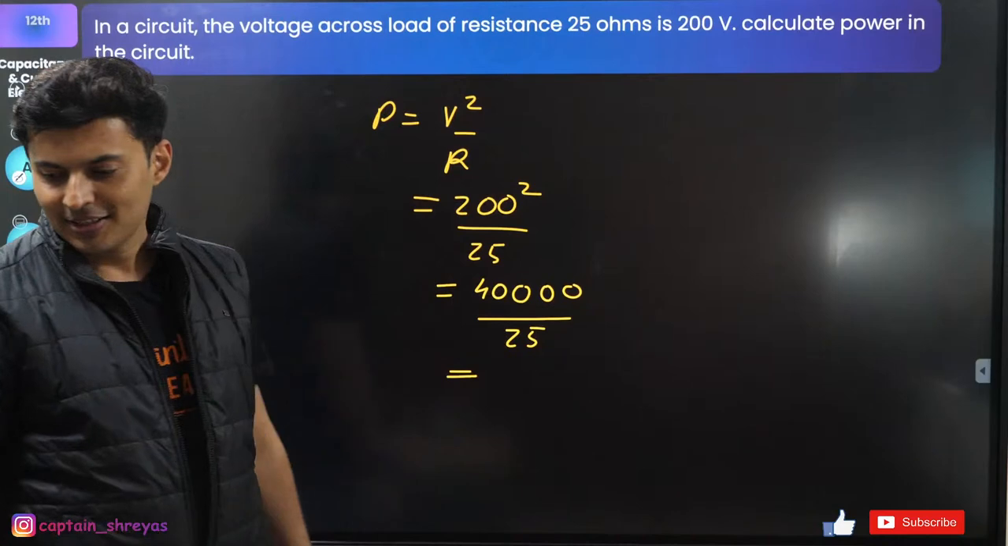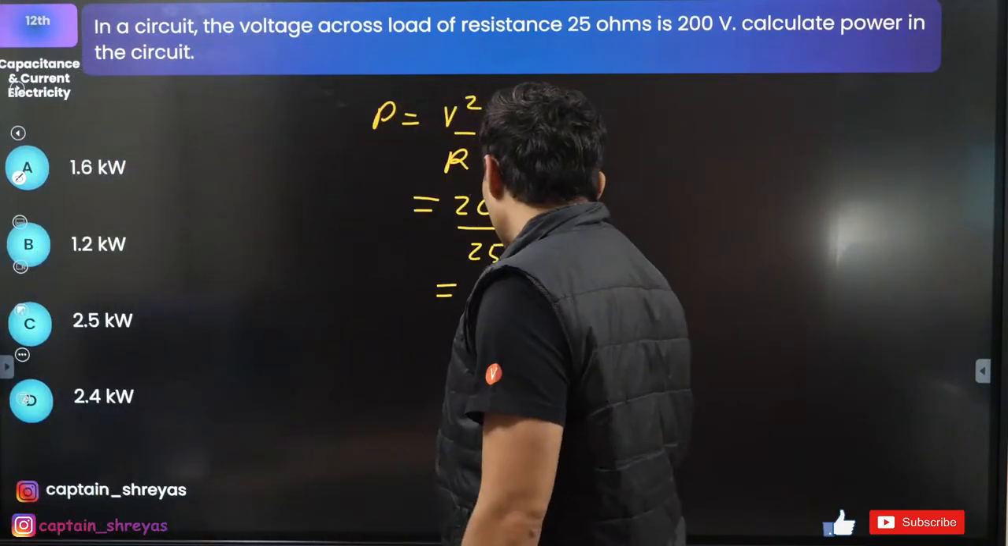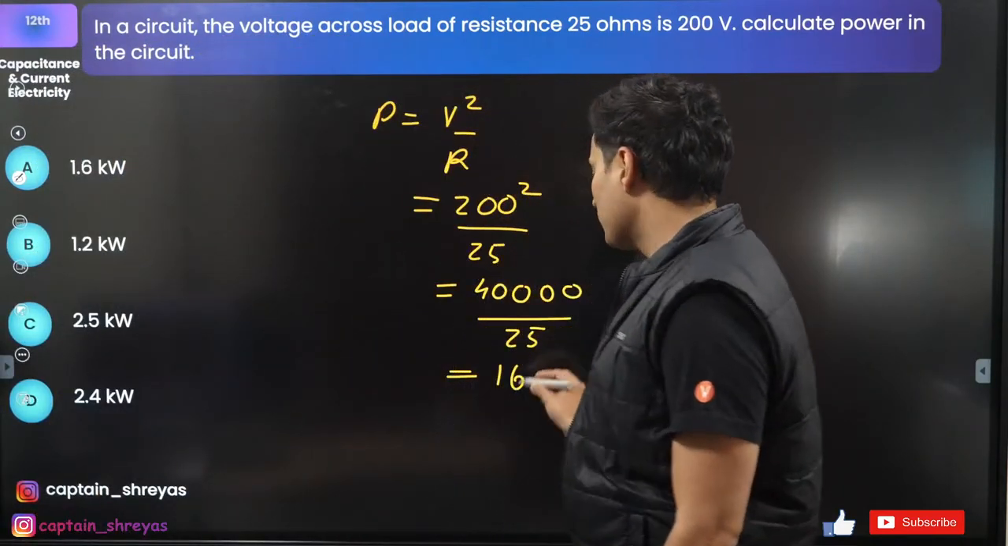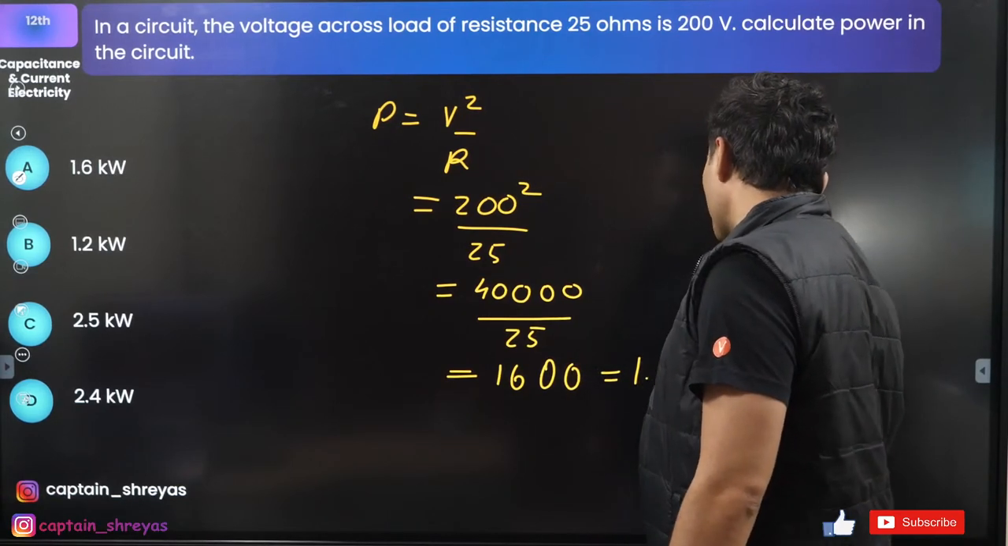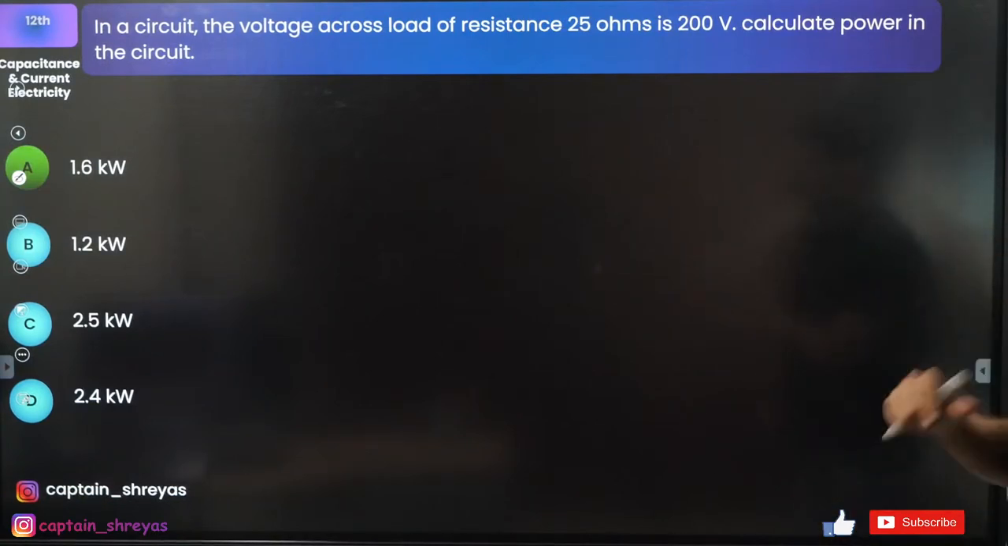What is the final answer? Option A. Very good. It's going to be 16 times 25 goes with 400, 16 times, and these two zeros, which is 1.6 kilowatts. Perfecto. That's the correct answer.